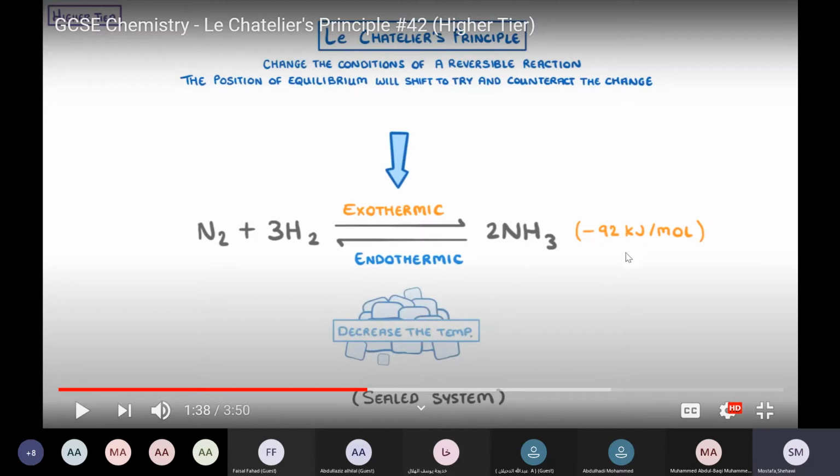So if we do this reaction and decrease the temperature by doing this reaction in an ice bath, okay, what will happen? We will take this energy out of the system. So the reaction will act in the direction that will reverse that change. It will shift to try and counteract the change. It will try to resist the change. If we are consuming energy here, the reaction will try to reverse the change that we made.